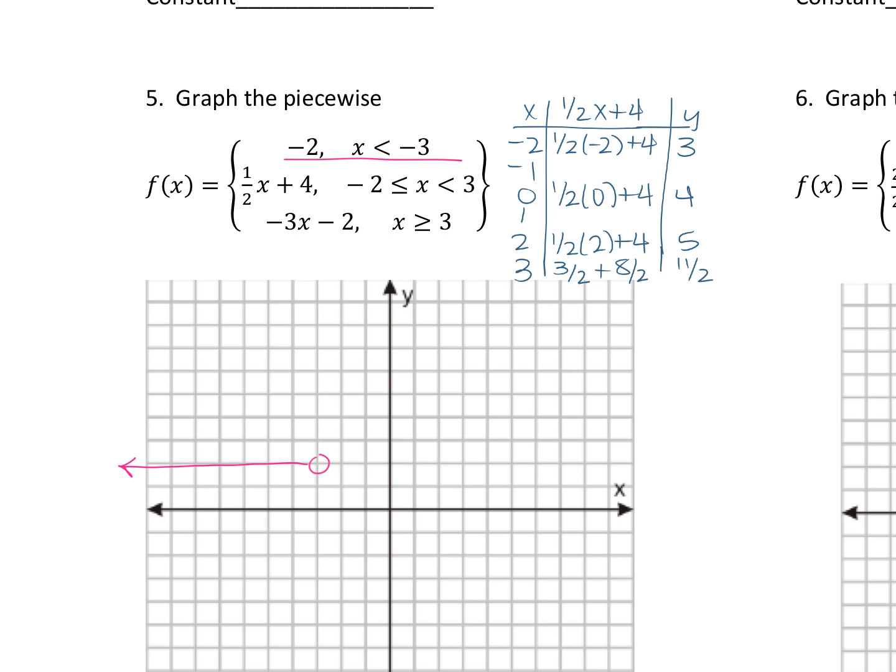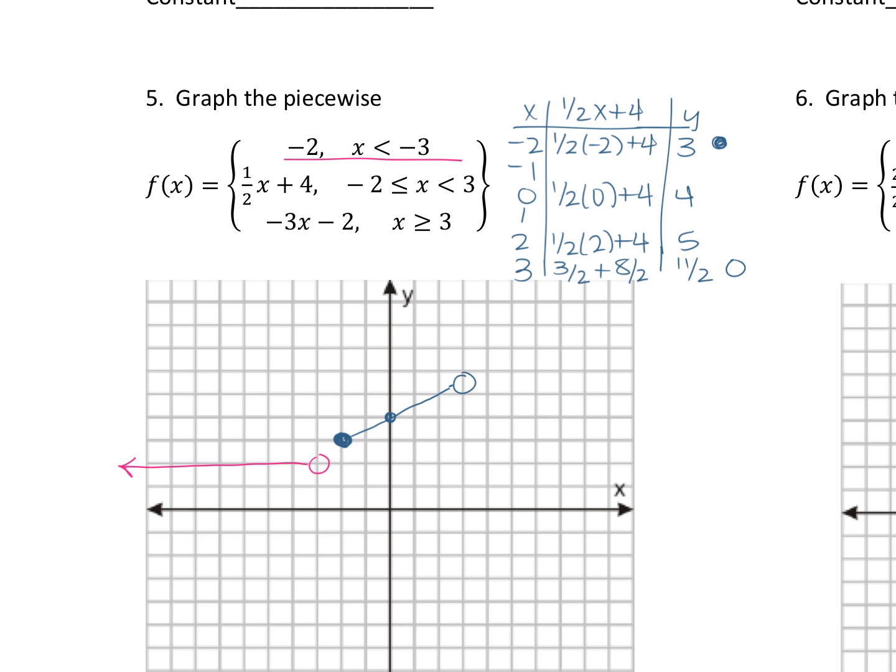So if we go to graph these ordered pairs, we're going to have a closed circle on the negative 2, 3, an open circle on the 3, 5 and 1/2. So negative 2, 3: over 1, 2, up 1, 2, 3, closed circle here. Then we have the 0, 4, which is here. And then we have the 3 and 5 and 1/2. So over 3, up 1, 2, 3, 4, 5 and 1/2. So that's going to be about here. So our line is going to go between these points, and that's it.